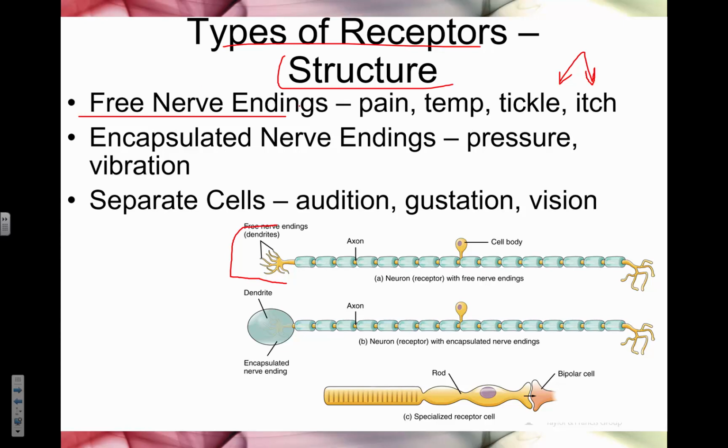All right, so free nerve endings. We also have encapsulated nerve endings, right? These actually have something around them, as you can see here. That's for things like pressure and vibration, right? And if we didn't have that encapsulation on there, if a fly landed on your hand, it would feel like a donkey was sitting on it, right?